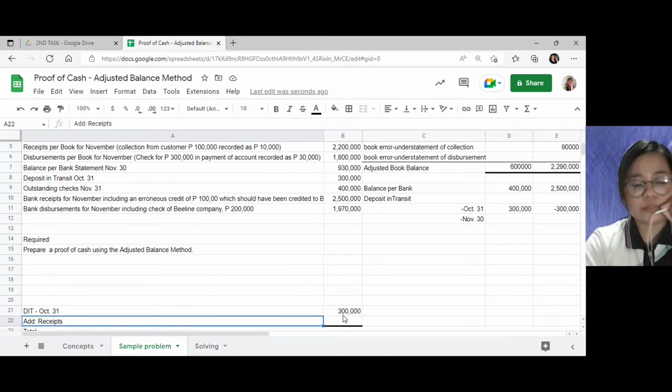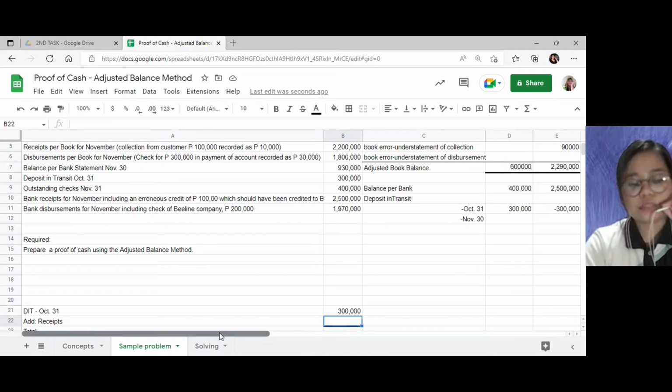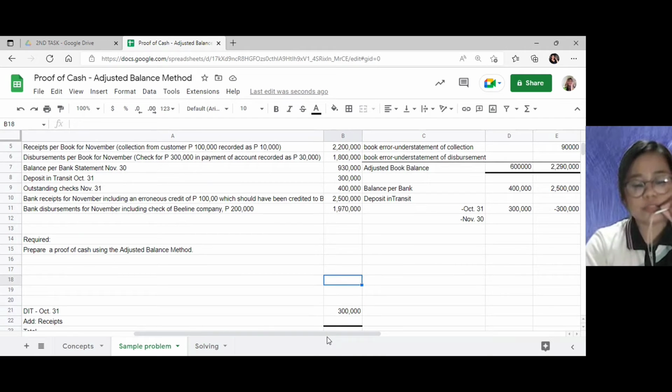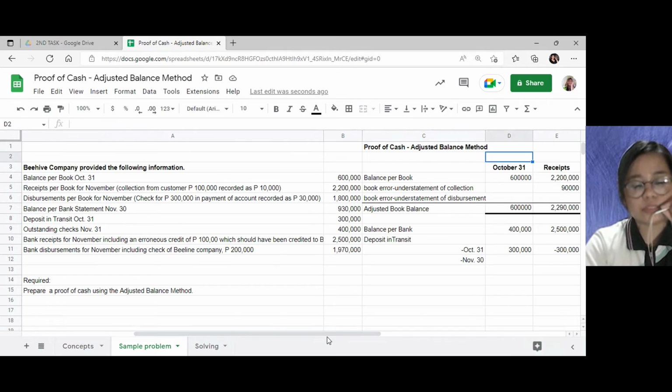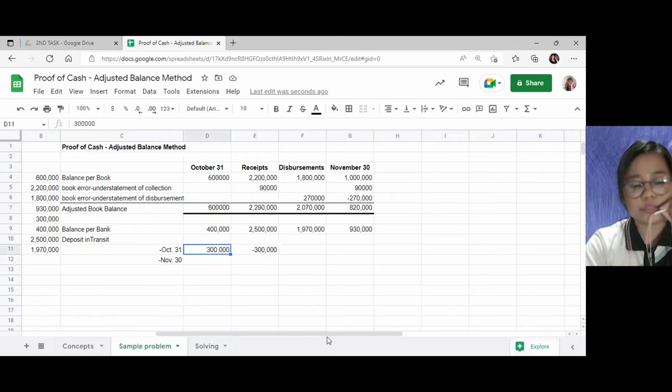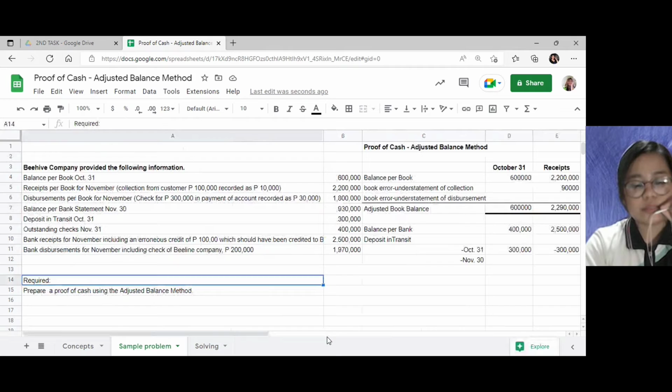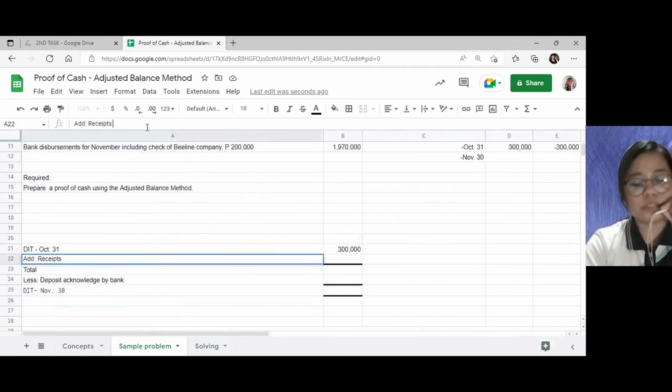So, ibig sabihin, ito yung amount na ine-expect natin na ma-acknowledge ni bank because it represents all of the cash receipts deposited by the entity to the bank for the period plus yung deposit in transit in October 31. So, i-deduct natin kung magkano lang ba yung deposits na na-acknowledge by the bank.